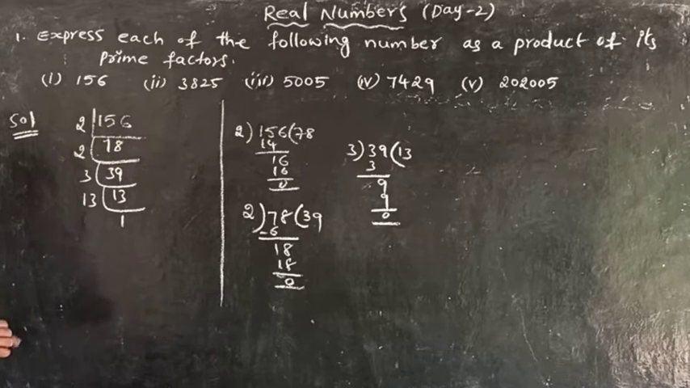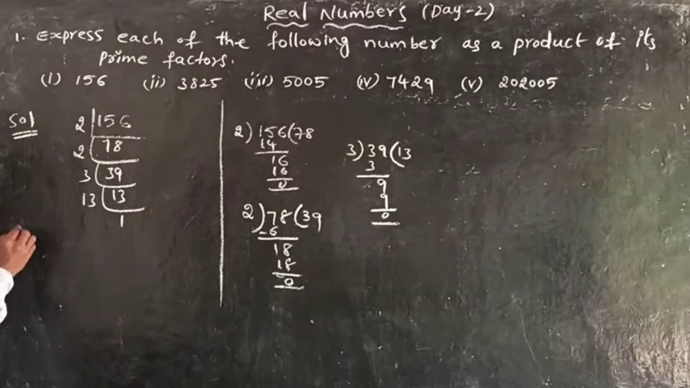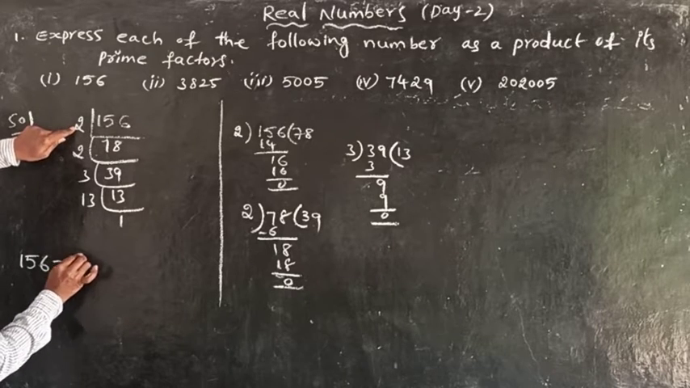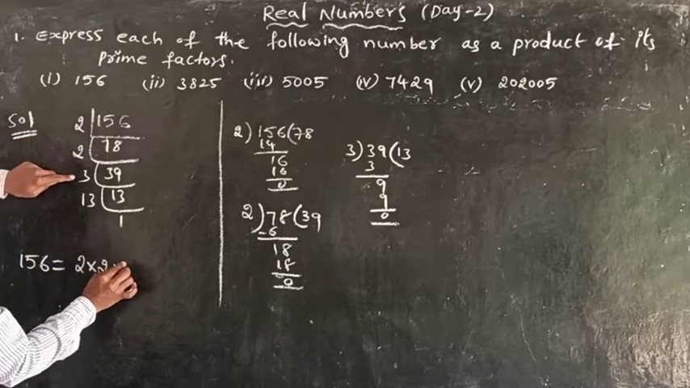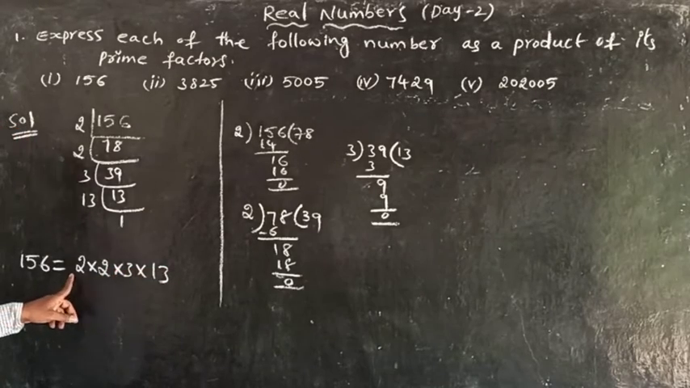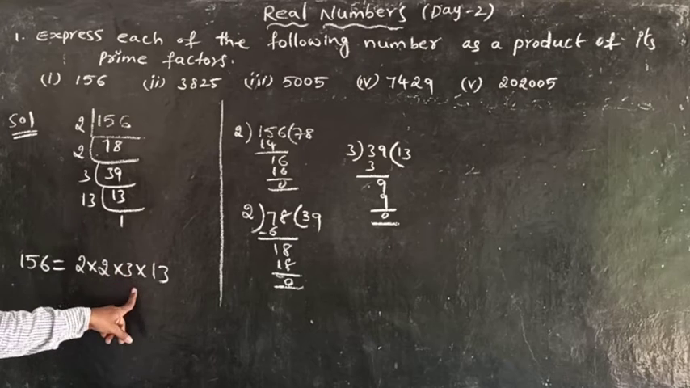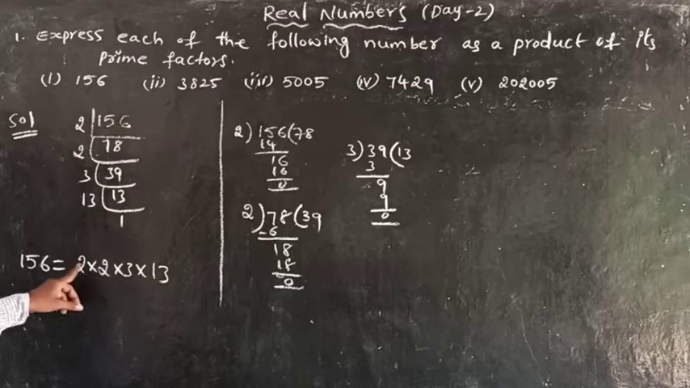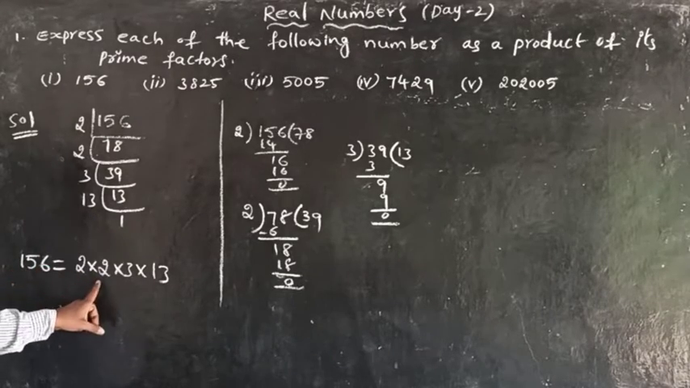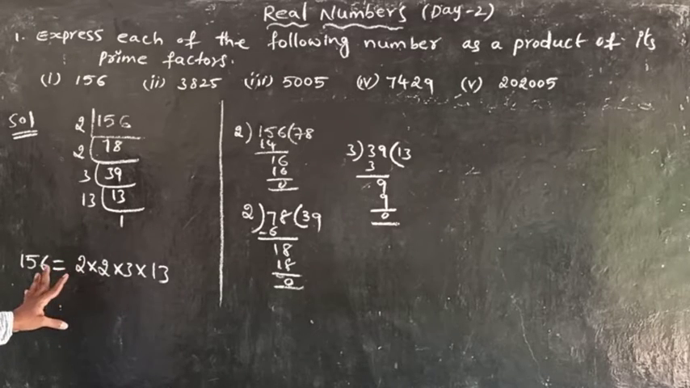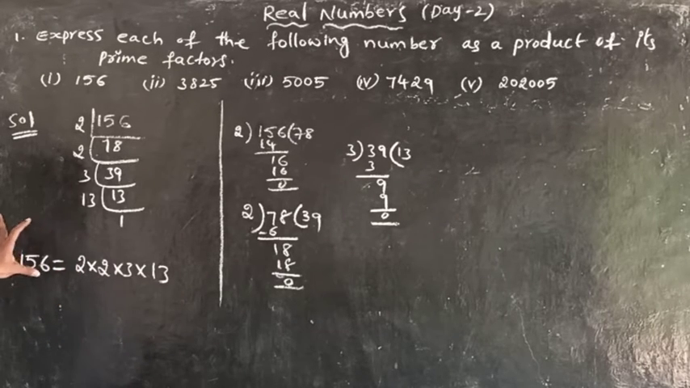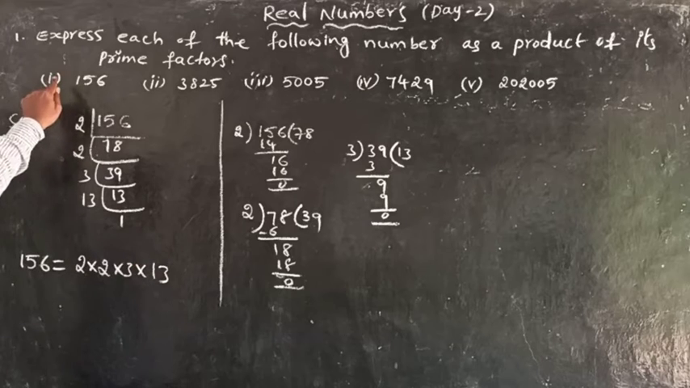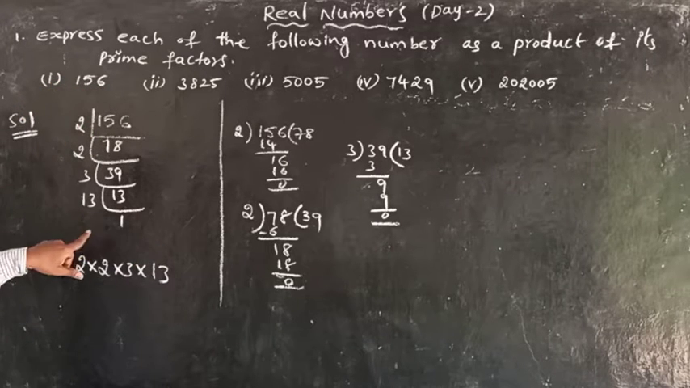Now we will write the product of the prime numbers. The given number 156 is equal to 2 into 2 into 3 into 13. 2 2s are 4, 4 3s are 12, 12 13s are 156. This is the given number 156, and this is the product of its prime numbers. How do we write the given number 156 as a product of prime numbers? It is 2 into 2 into 3 into 13. This is the first question, 156. We will do the same like this.